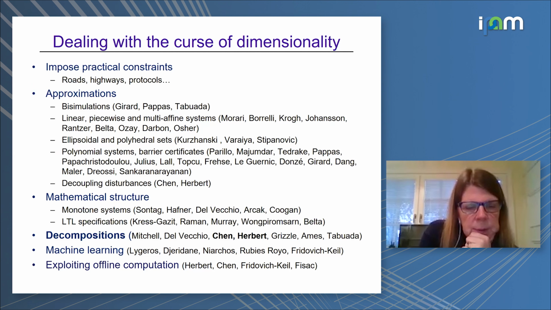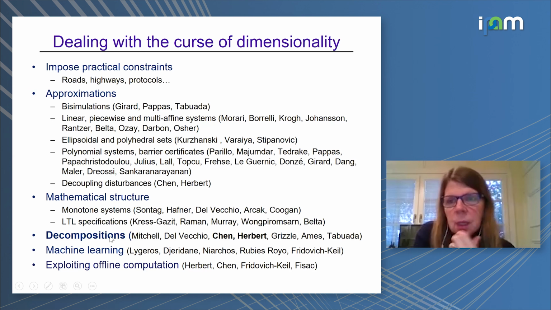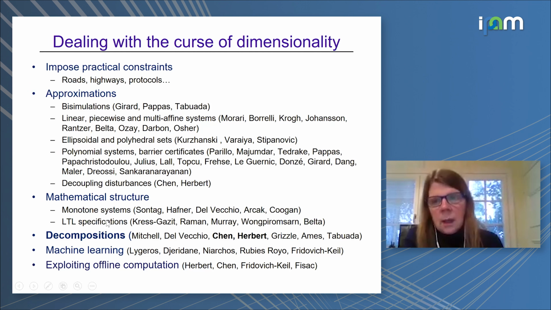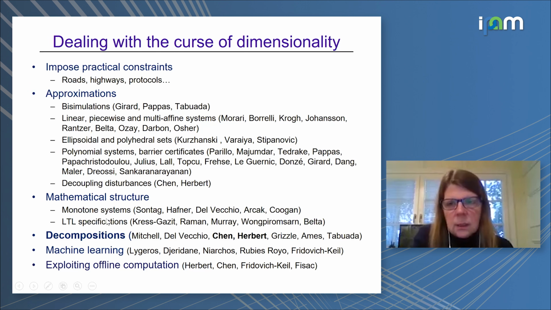Other methods that I'm going to spend a few minutes now talking about involve decoupling disturbances and decompositions. So being able to break down a problem into lower dimensional structures. There are others looking at mathematical structure. If you know the system's monotone, or if you can simplify the system using linear temporal logic, then you can have some gains. And people have been working both in the control and computer science verification community, as well as in the mathematics and applied mathematics communities.